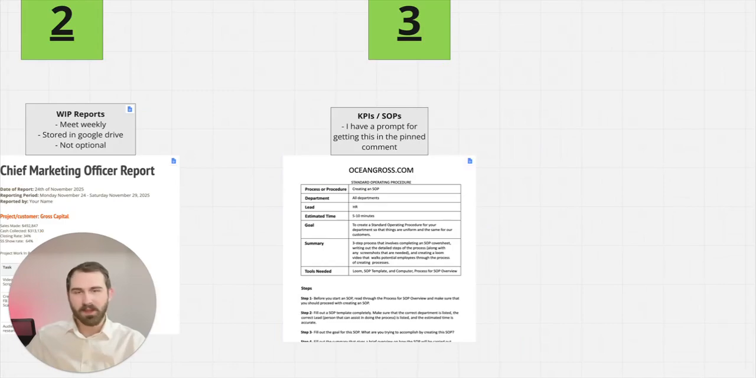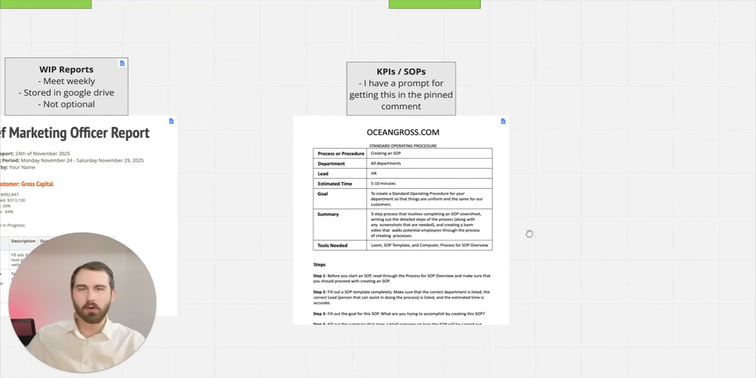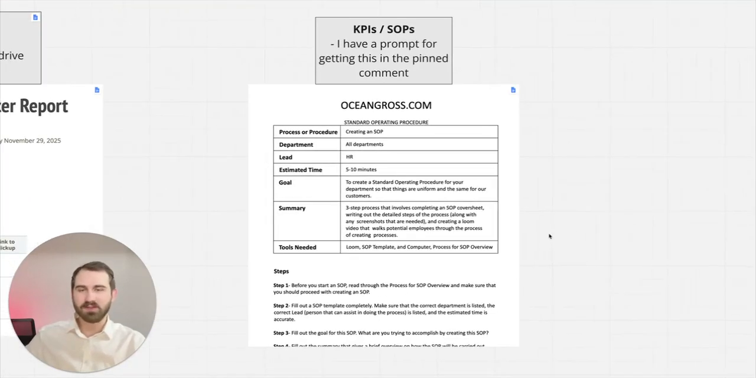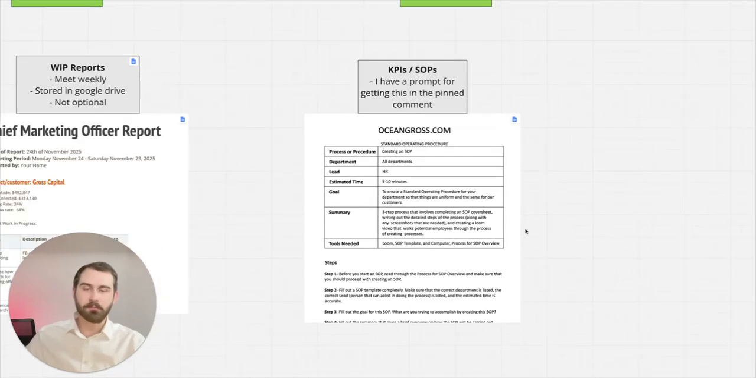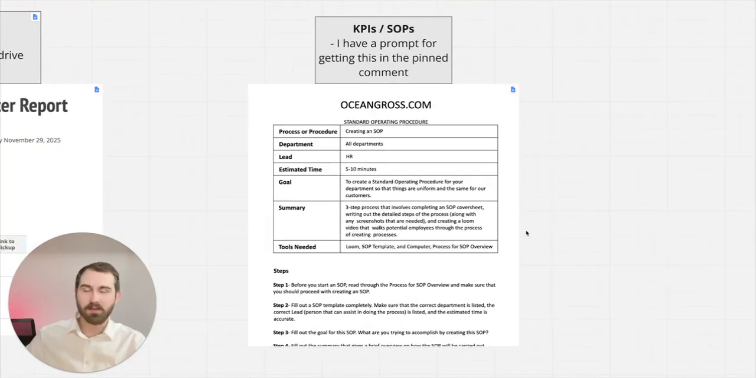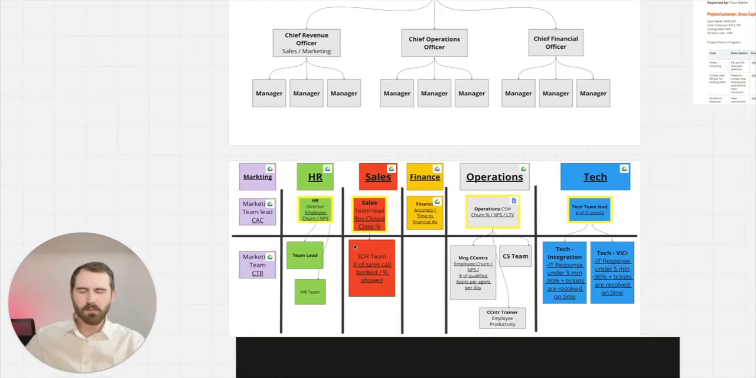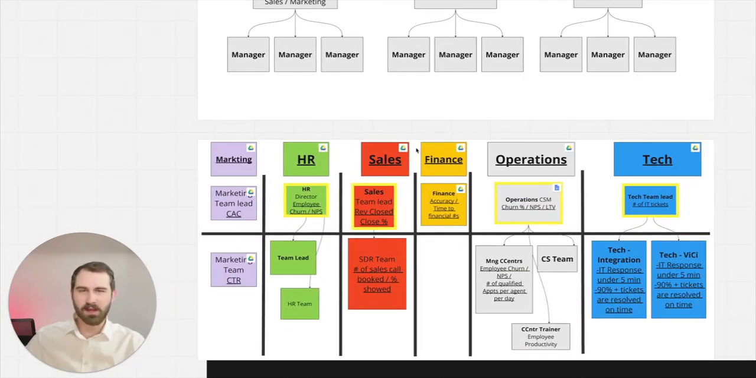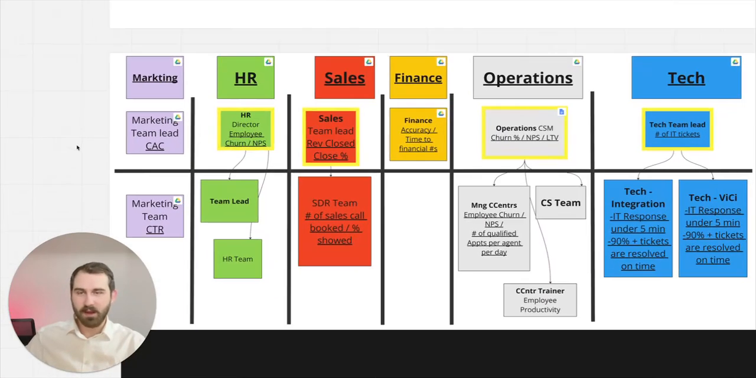Number 3 is how we measure what they're doing in their role. As an example here, I have SOPs and KPIs for each one of their roles. Now, if you're confused about this, I have a pinned comment that goes over a prompt of how to find out what KPIs or SOPs would be needed for your organization or what level you're at. As you can see, there's links to all of these, and each one has a link to their own folder with their SOPs in it, as well as their KPIs.